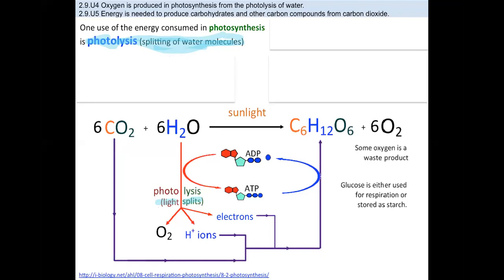SLs, you just need to know what that word means. HLs, we will see what happens when light breaks water and what happens to the stuff that's produced. Here you can see they're showing O2, H+ ions, electrons. SLs, you can ignore all that. You just need to know the term. Okay, so the term is photolysis.